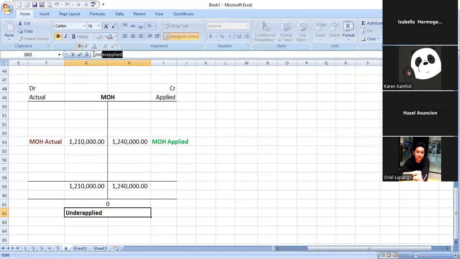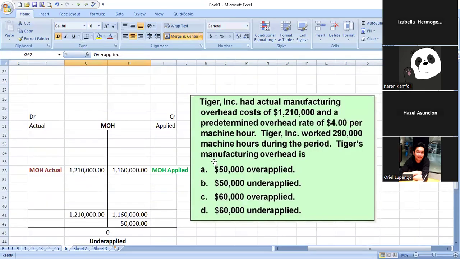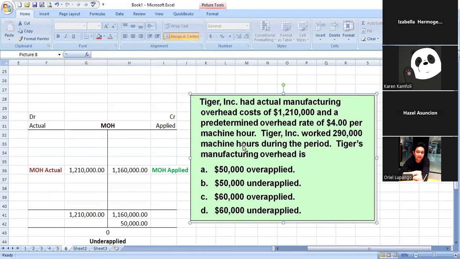If it's 310, now we over apply. Make sense? Over applied. If the applied is more than the actual, then we over applied. How much over applied here? $30,000. Make sense? Yes. Okay. So this is the scenario when it is that much. Let me change the other one and let's copy it here. Let's see if I can change it. Yes, I can change it here. 310.